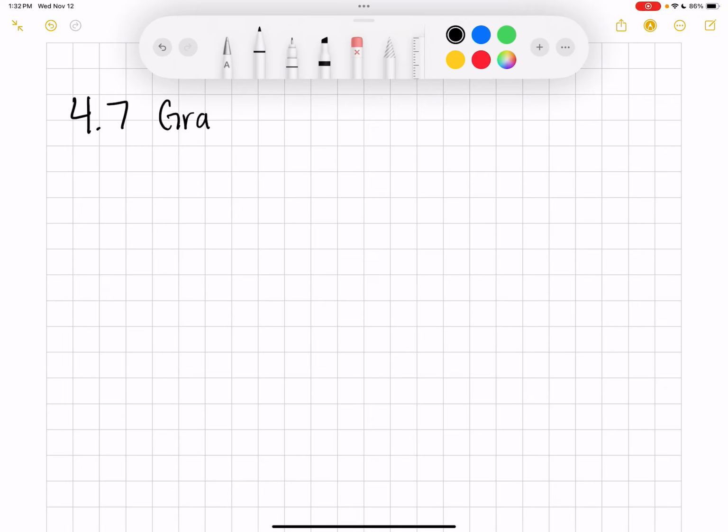4.7, graph linear functions. So the good news is this isn't really anything different than what we've been doing overall. Just the notation and the way that it is written is a little bit different, but that is pretty much it.